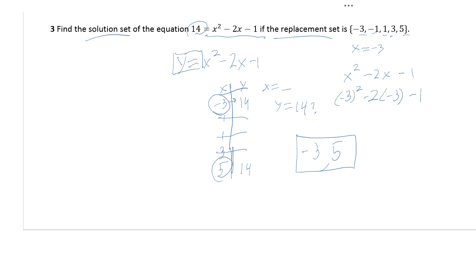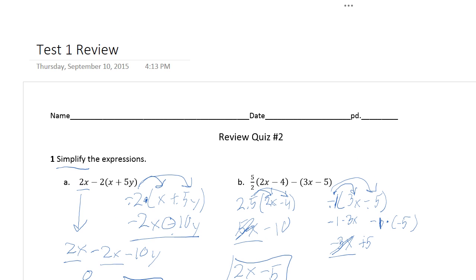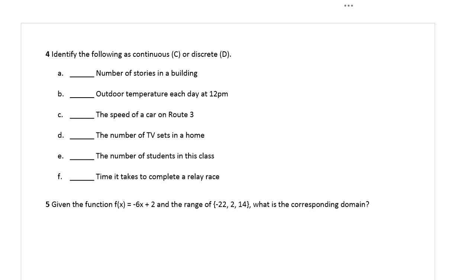Alright, so that's if you have a replacement set. Throw it in your calculator, take a look. Okay? Now we're going to look at the back page here.